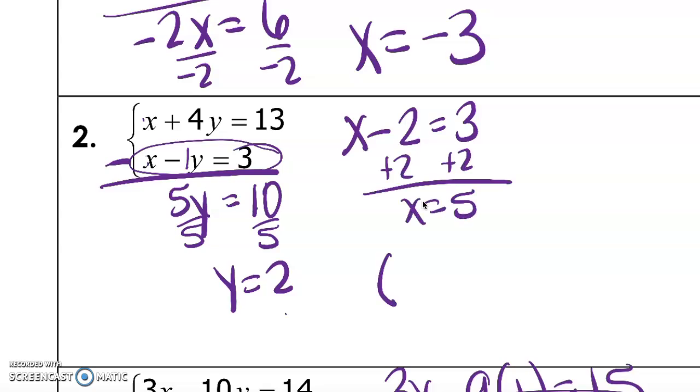So our answer is 5, 2. Again, you always want to plug it in to both of your original equations to make it work. So in this top one, you would do 5 plus 4 times 2, and you can do that right in your calculator. Make sure you get 13. Then you need to do 5 minus 2 to make sure you get 3. So since it works in both of them, that means you found the correct ordered pair.